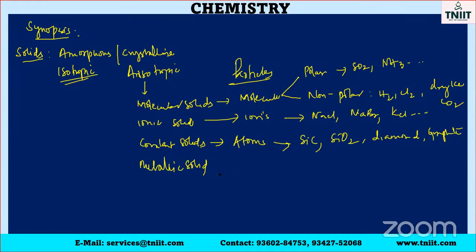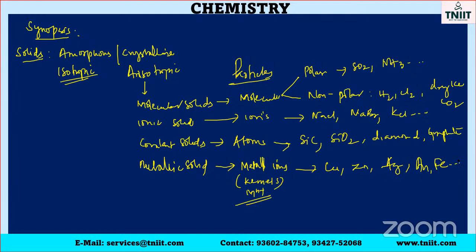Next, we have metallic solid. In case of metallic solid, the particles are metal ions. These metal ions are called kernels. Always metal will have positive charge. These positively charged metal ions are called kernels. These kernels are held together by a sea of electrons. Therefore, they are held together by a metallic bond. Examples for metallic solids: any pure metal, copper, zinc, silver, gold, iron, etc. can be given as an example of metallic solids.